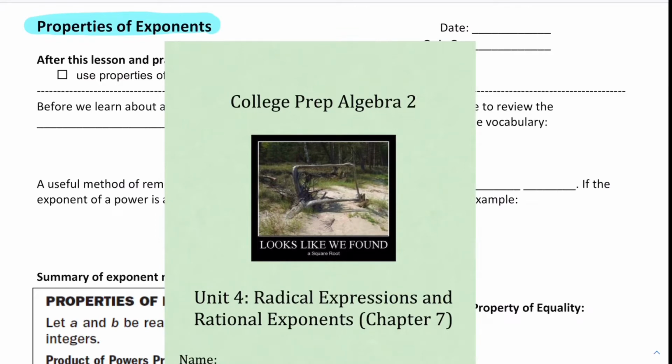In this section, we're going to explore the unit on radical expressions and rational exponents. And we begin by first exploring the properties of exponents. So your workbook that I've given out in class looks like this here. And if you can't find it, there's a digital copy on the Google Classroom. Take a look.